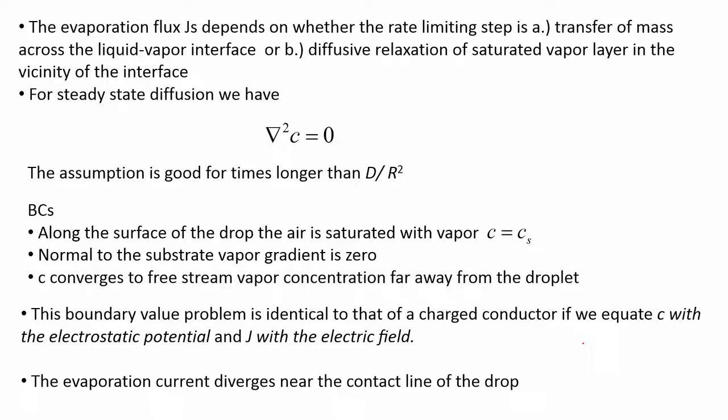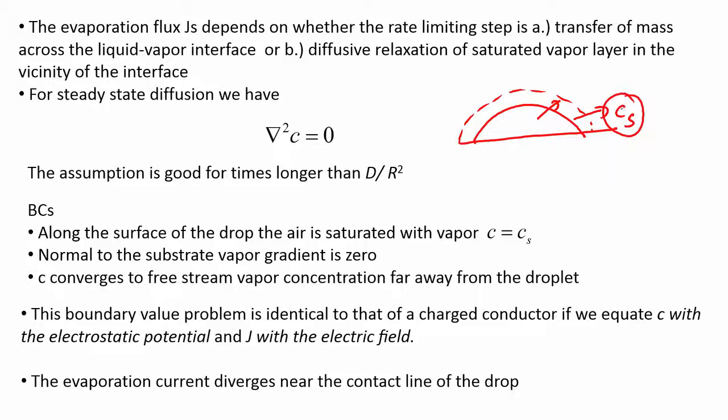Now we need to calculate the evaporation flux Js, and this is very similar to the contact-free droplet that we had. It depends on two rate limiting steps. One is the transfer of mass across the liquid-vapor interface. The other is the diffusive relaxation of the saturated vapor layer in the vicinity of the interface. As the liquid vaporizes, a layer forms where the concentration can be as high as the saturation vapor concentration.